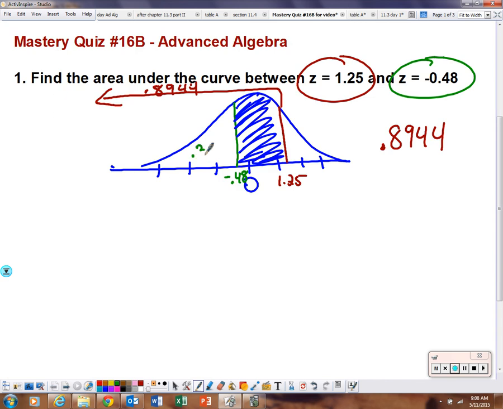So 0.3156. That's to the left of that spot. Remember, the table only gives you the area to the left. So what we want to do is we want to cut that out. So we're going to subtract the 0.3156.